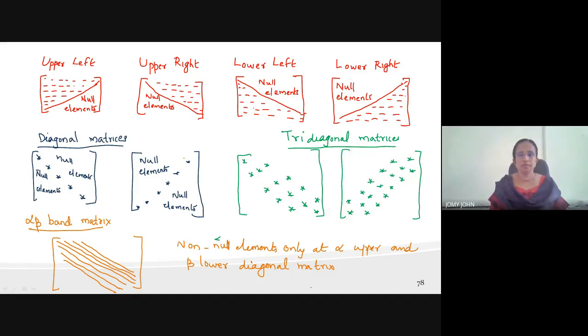See here. If alpha is equal to 1 and beta is equal to 2, what happens? This is our main diagonal, and alpha is equal to 1. There is alpha upper, that means there will be one more non-null diagonal here. Beta is 2, so there will be two non-null diagonals here. This is the alpha beta band.